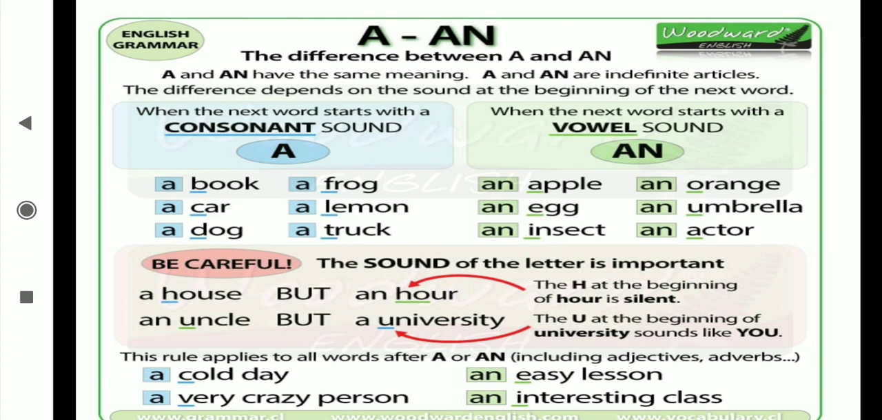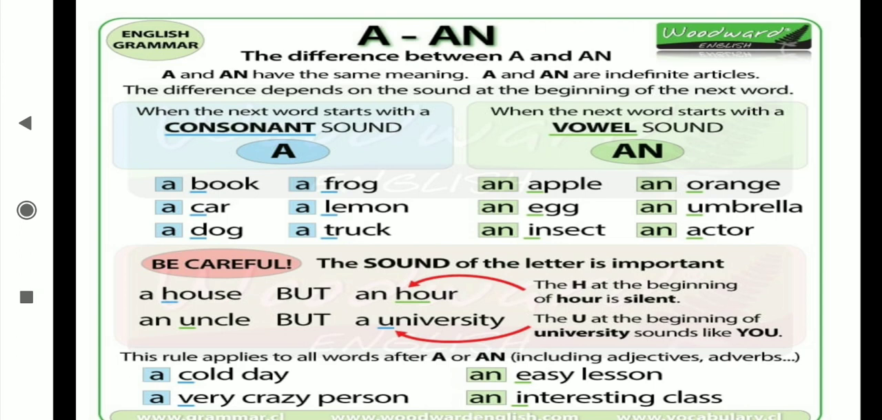Whenever we pronounce a word with a consonant sound, we use a. Now see the word book, b, book. The pronunciation is B. In front of b, which is a consonant, we use a. Car, c is also a consonant, that's why we use a. Dog, d. D is what? Consonant, that's why we use a. Frog starts with f, and f is a consonant, that's why we use a. Lemon, L is also a consonant, a. Truck, T is a consonant. That's why we have used a.